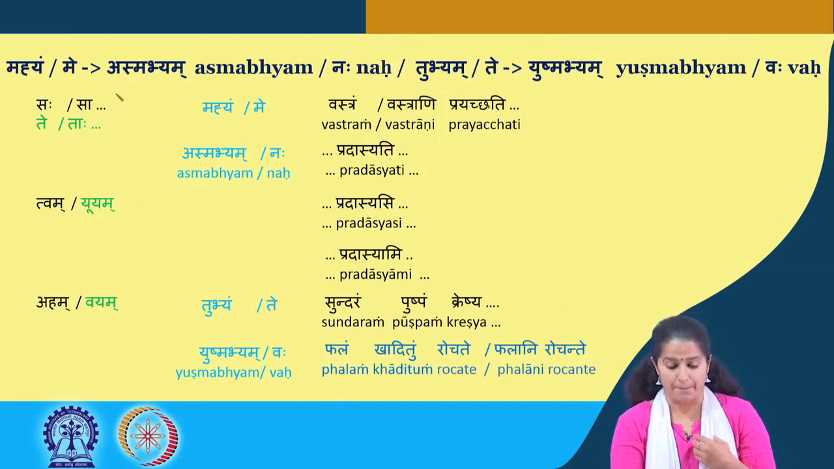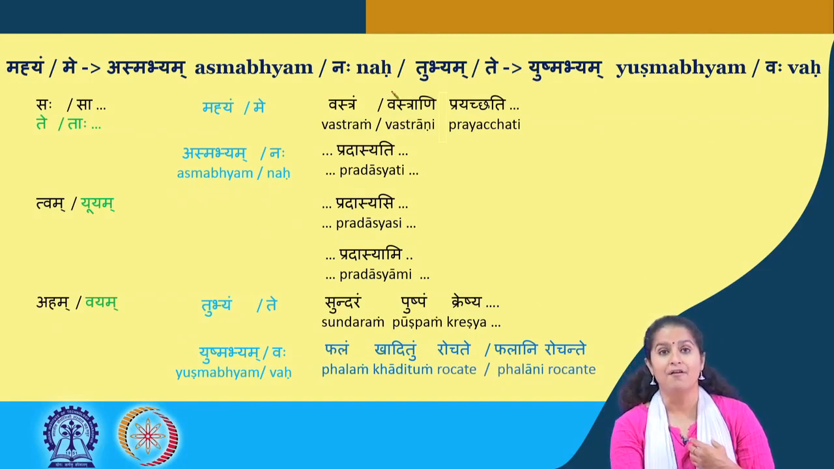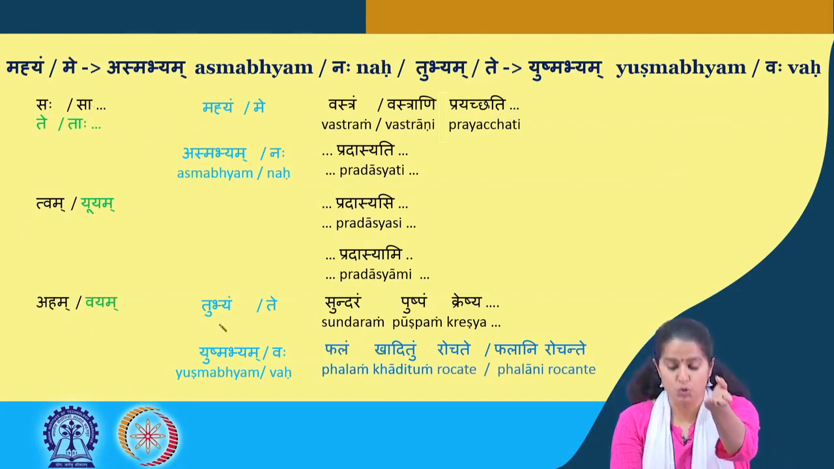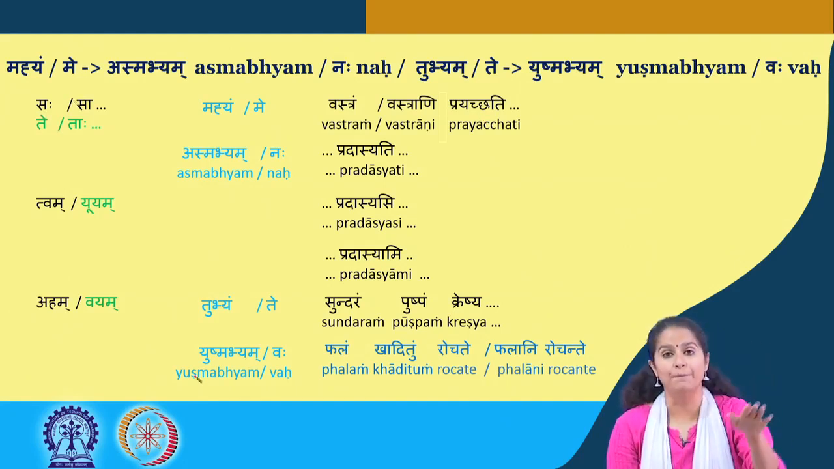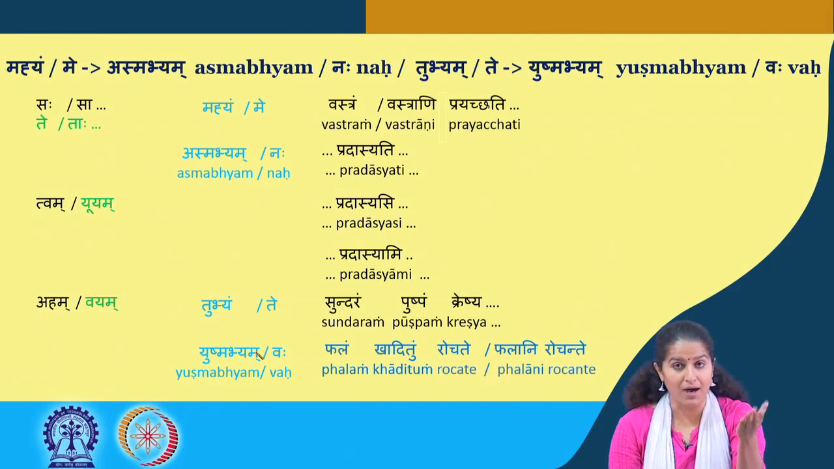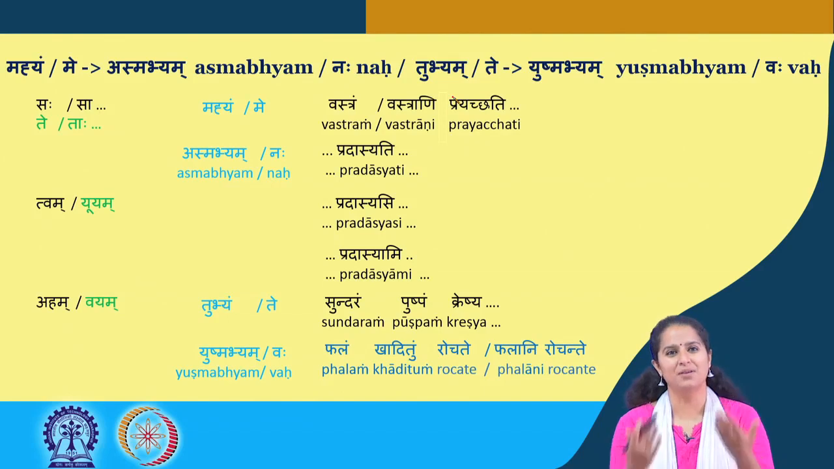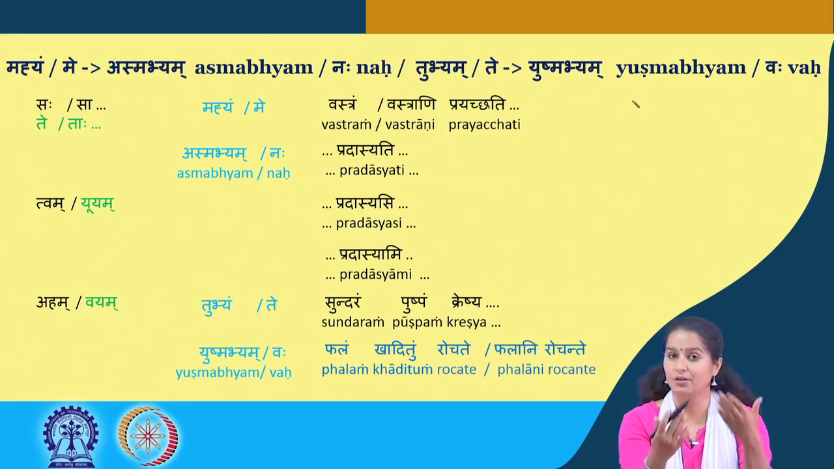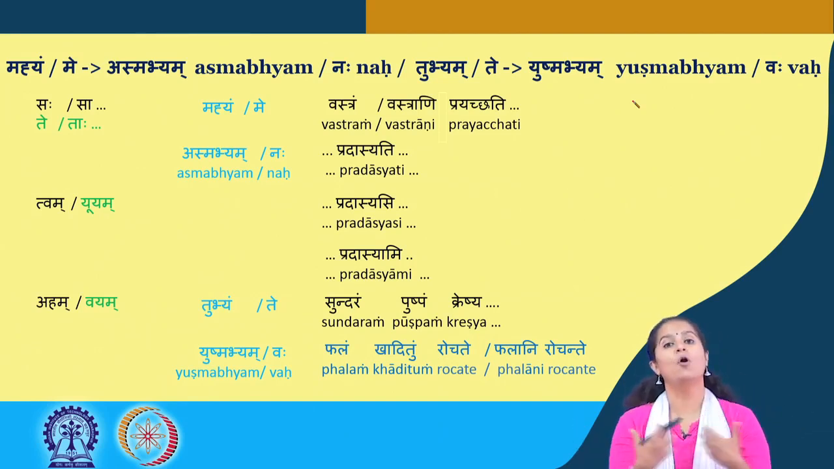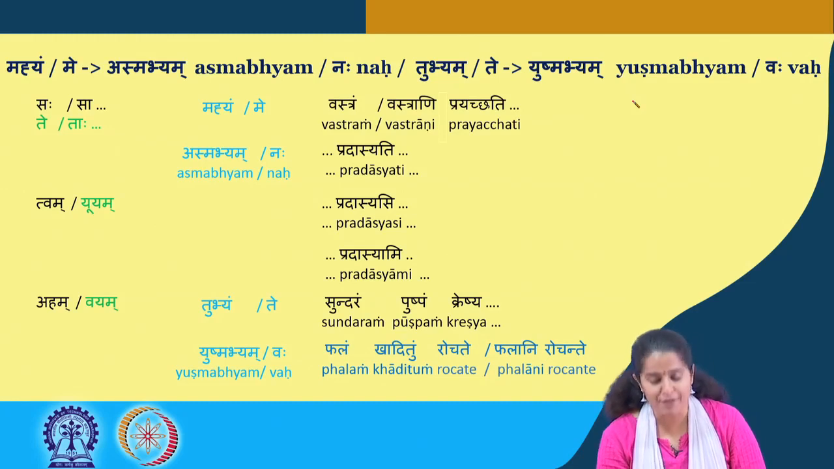Saha asmabhyam vastram or vastrani prayachati. Next, saha tubhyam, to you, or te vastram prayachati. In the plural, saha yushmabhyam or vaha vastram or vastrani prayachati. Uttamam. So gives it to you. Then you can change the person who is doing the action, either tvam or yuyam, and then aham or vayam, and you can fill that up here.